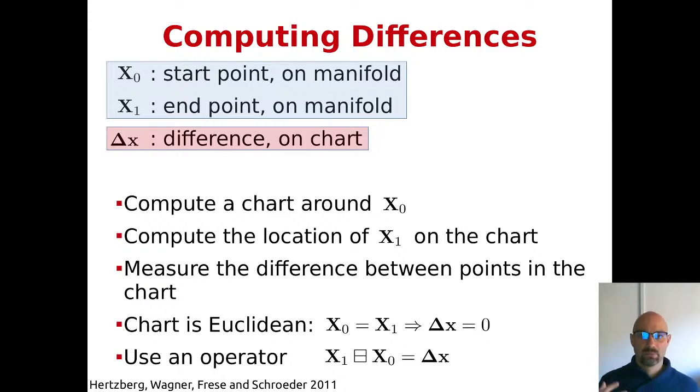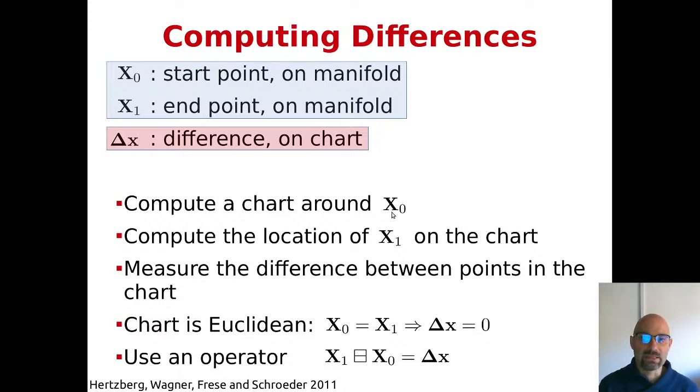So, the mechanism says, compute a chart around x0. We are on our circle, on our sphere, we construct a Euclidean mapping between x0 and all nearby points, such that a point in the mapping corresponds to a point on the manifold, and the 0 point on the mapping corresponds to x0.